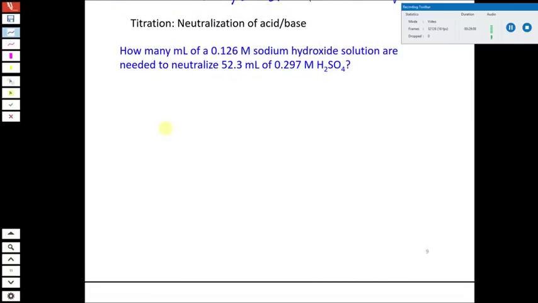So one thing we could ask is, this is not really how you typically use titrations, but let's say we know the molarity of both solutions. Let's say we have 0.126 molar sodium hydroxide solution, and we're going to add that to 52.3 milliliters of 0.297 molar H2SO4. All right.